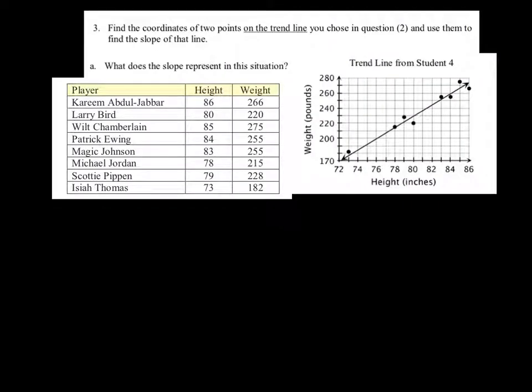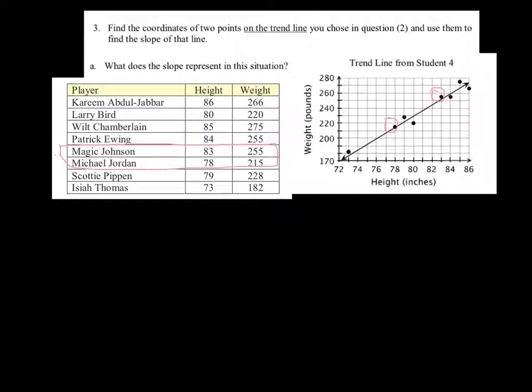The next portion of the game here is going to get a little bit more complicated. So let's take a look at the instructions. Find the coordinates of 2 points on the trend line you chose from question 2 and use them to find the slope of that line. So let's choose a couple of points. I chose Magic Johnson and Michael Jordan, and the reason being, this point is clearly right on the trend line, and this one was pretty close. So I follow this down to 83, and I notice that the 83 value is Magic Johnson. Follow this one down to the 78-inch height mark, and that happened to be Michael Jordan. They were just coincidentally next to each other.